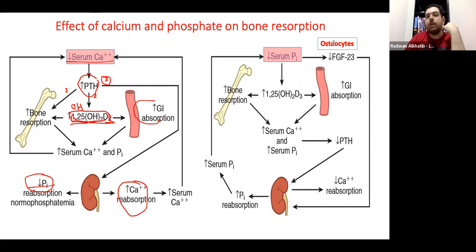The second scenario, what if we have low phosphate in the blood? Now, this is less important than this. The scenario of low calcium level is much more important. But let's assume that we have a low phosphate. What raises the serum phosphate?